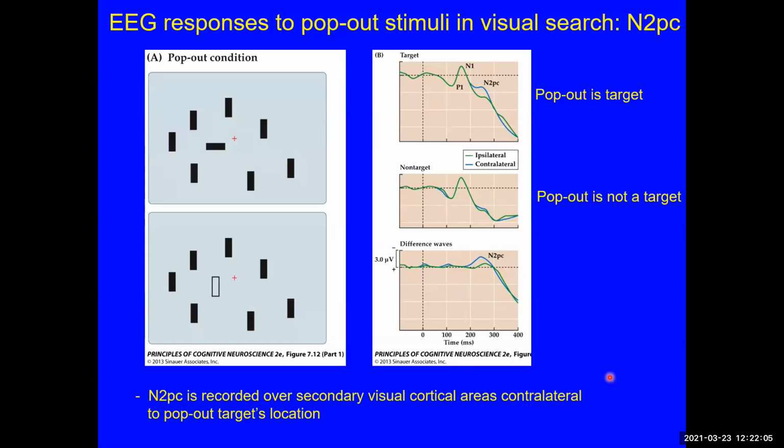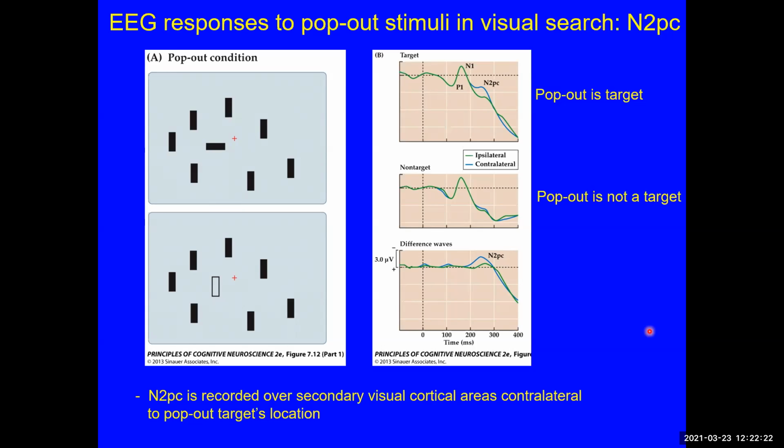And so this is from one experiment. Actually, I don't have the citation here. This is from the book. But one of the main researchers, and this is a guy named Luck, and he was the one that discovered this potential called the N2pc.